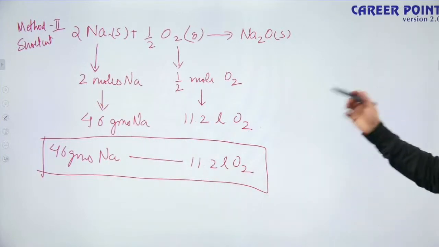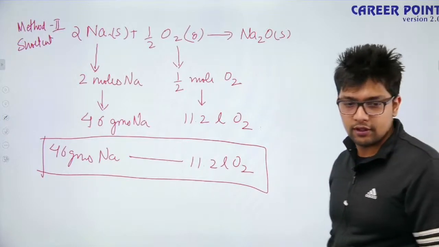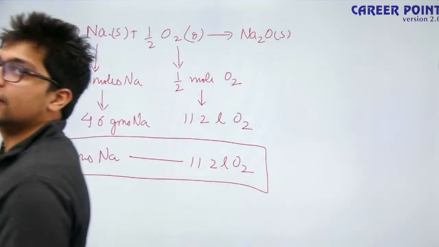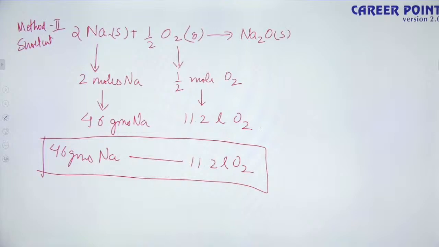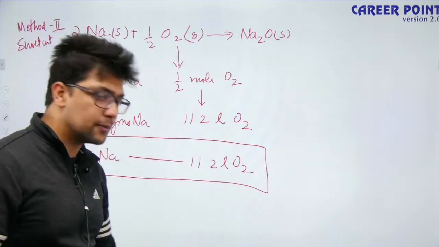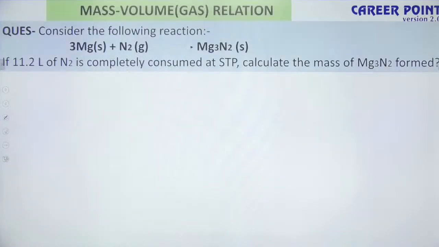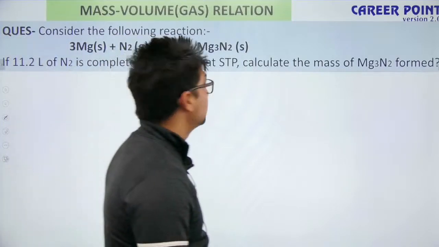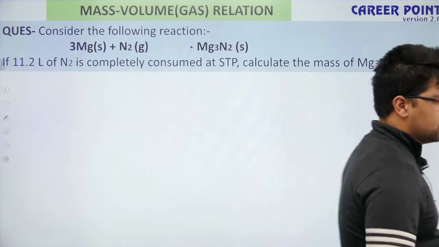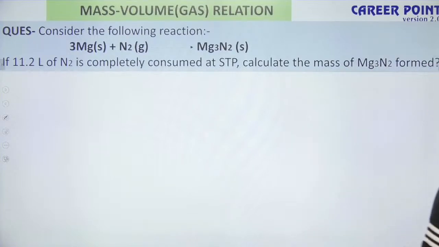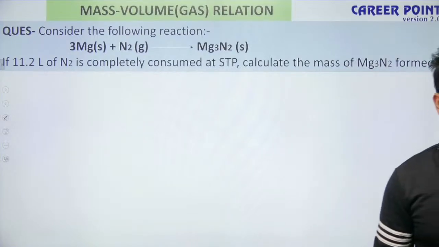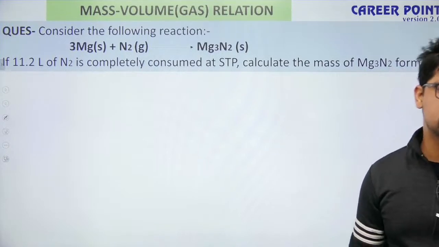Now, is this concept clear? If this concept is clear, you guys have to solve the next question based on this very concept. So solve this question. You guys have to solve this question. That is, magnesium right now is reacting with nitrogen and forming magnesium nitride.